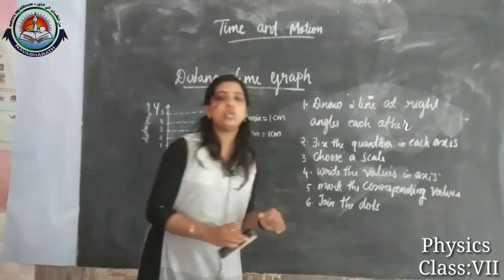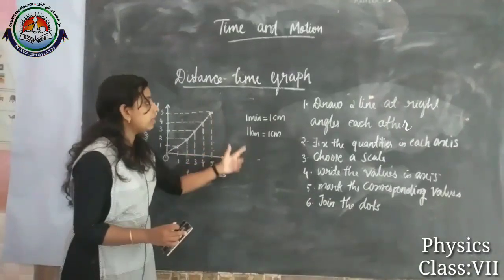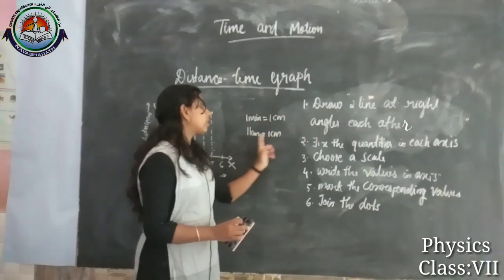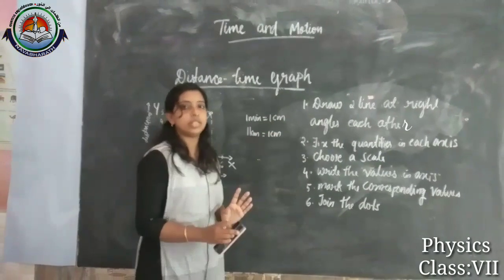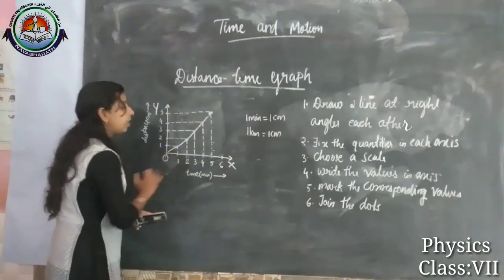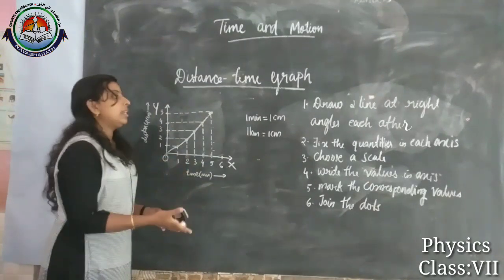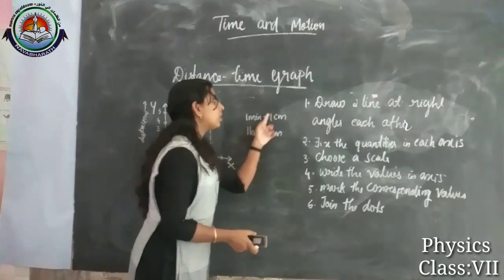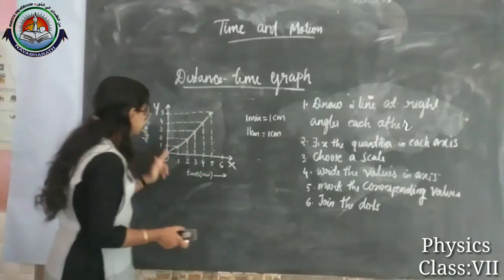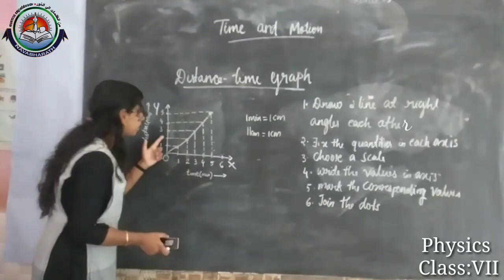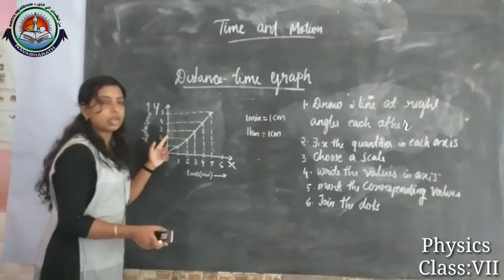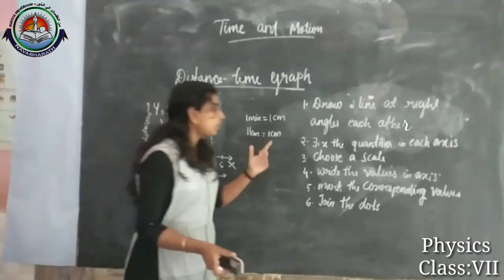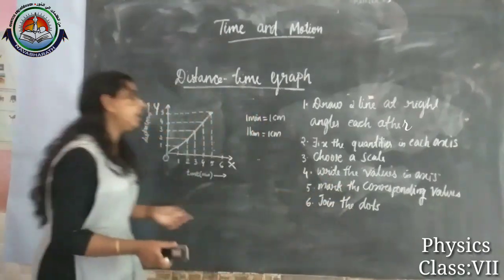Then we have to choose a scale. What scale do we choose here? 1 minute is equal to 1 centimeter and 1 kilometer is equal to 1 centimeter. In both cases we took a 1 centimeter scale. Instead of 1 centimeter you can use 2. If we are using a 2 centimeter scale here, here also it should be a 2 centimeter scale. Here we are using a 1 centimeter scale.